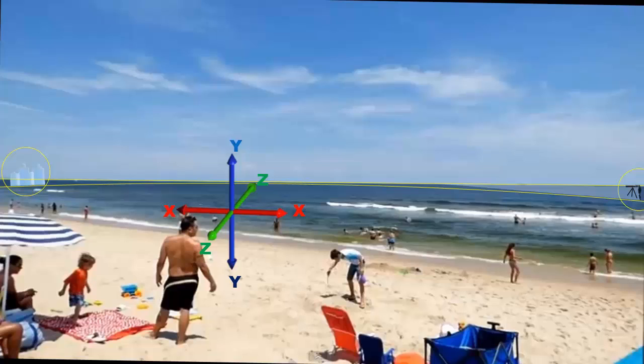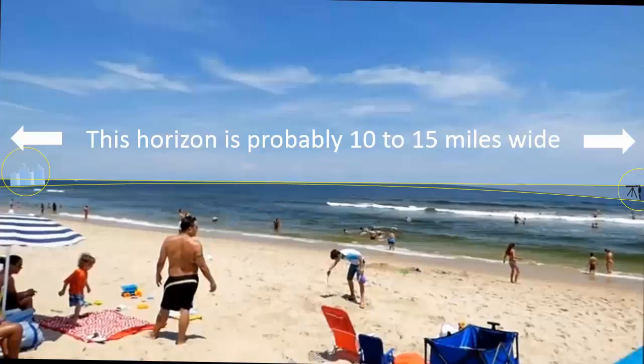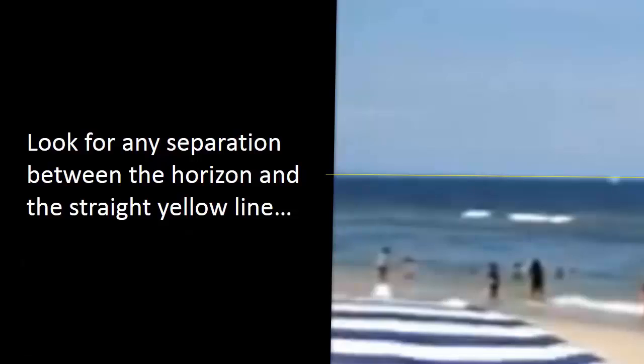So what I'm going to do here in a second is zoom in on the zoomed out shot of the horizon, and we're going to scan it from right to left, and we're going to show that there's no curvature on the x-axis. Okay, here we go. Look for any separation between the horizon and the straight yellow line.